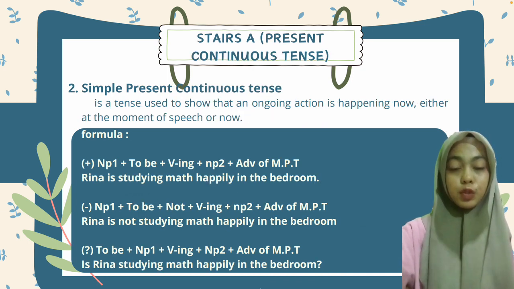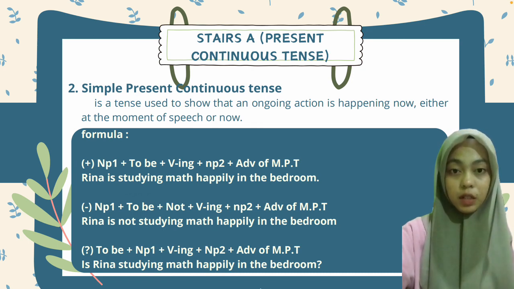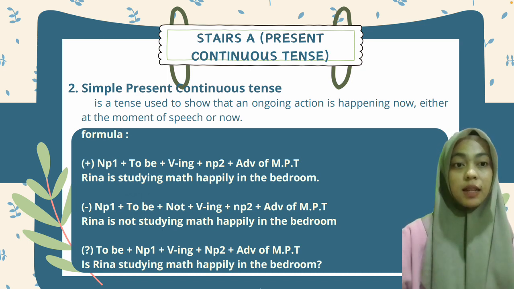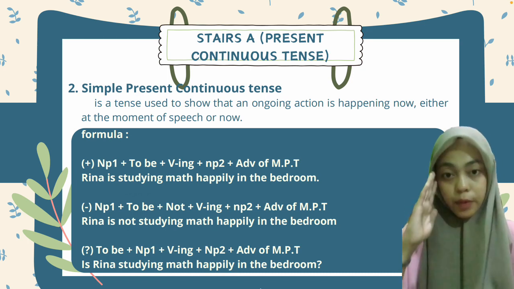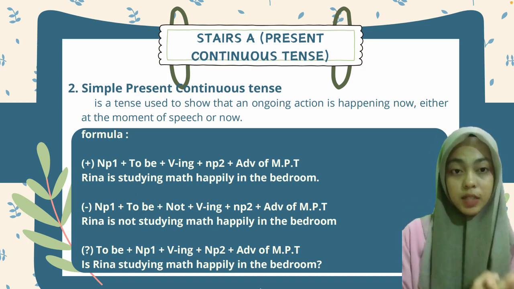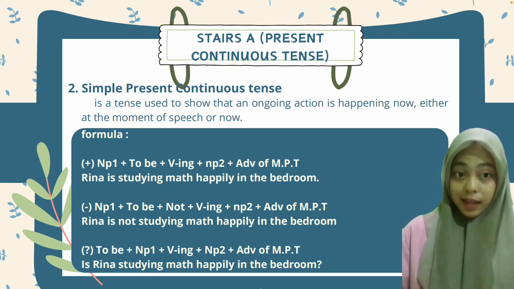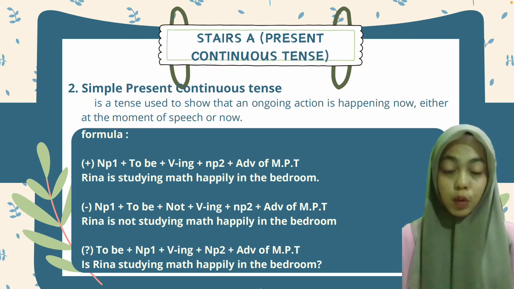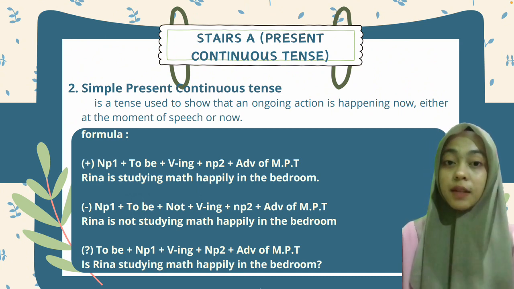Next we come to the simple present continuous tense. It is a tense used to show that an ongoing action is happening now. So the formula we can use for the positive is noun phrase 1 plus to be plus verb-ing plus NP2 or noun phrase 2 or object, and plus adverb of manner, place and time.